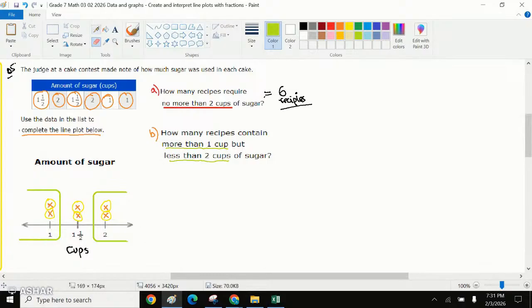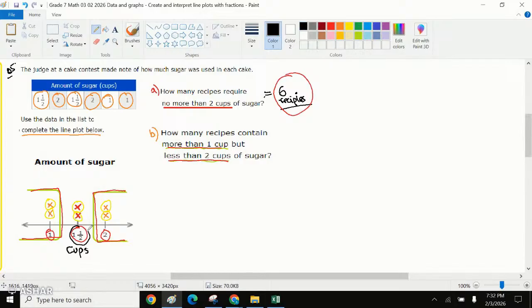So how many recipes required these? Greater than 1, the number could be 1.5 or 2. But less than 2 means it could be 1.5 and 1. So the common number is 1.5. Do we agree? There were a total of 6 recipes, right? Out of these 6 recipes, this cannot be used, right? Why? Because it is 1 over here. We cannot use 1 or more than 1. And this is 2, that would be not less than 2, right? We need to find less than 2 and more than 1.